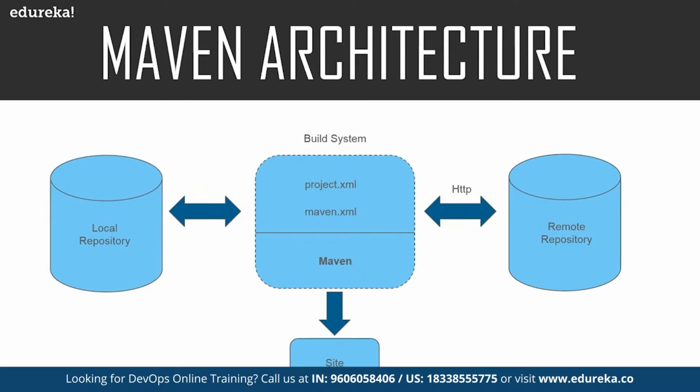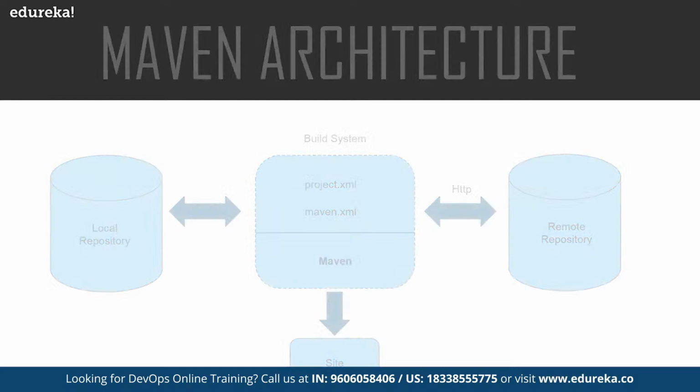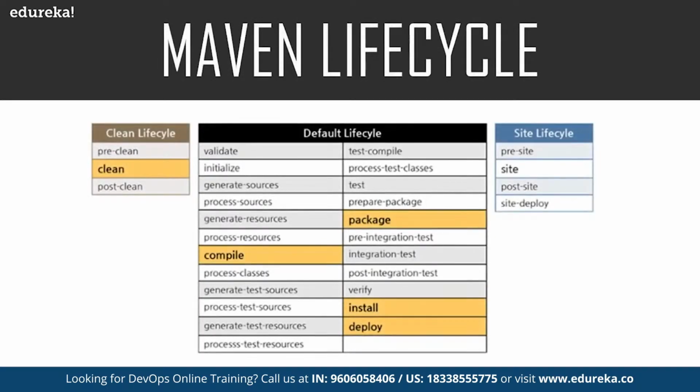Now let us talk about the Maven lifecycle. The Maven build follows a life cycle to deploy and distribute the target project. There are three built-in life cycles, that is default, clean, and site. The default is the main life cycle as it is responsible for the project deployment. The clean life cycle is used to clean the project and remove all the files from the previous build. And site is used to create the project's site documentation.